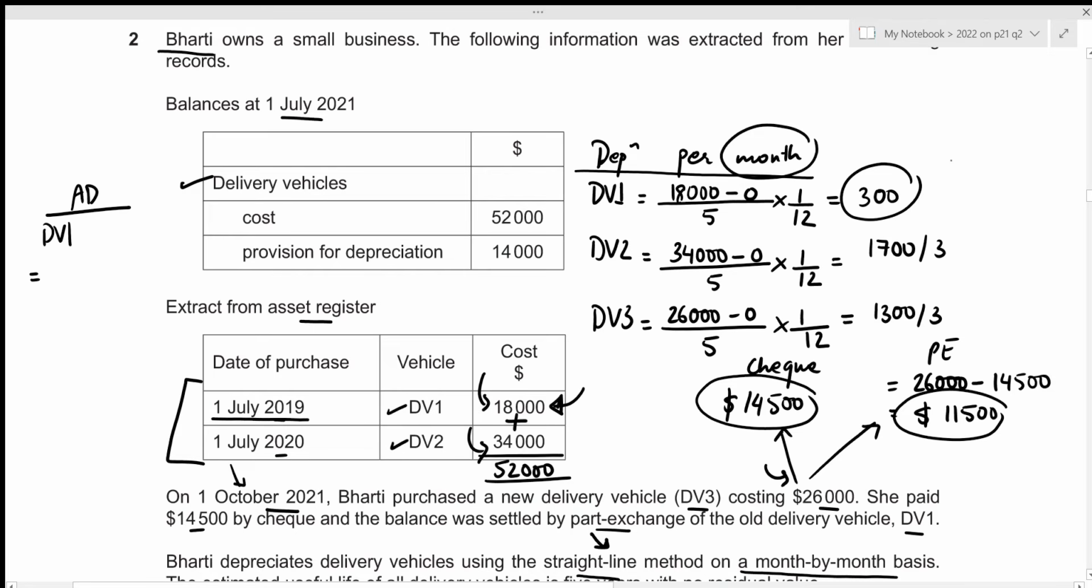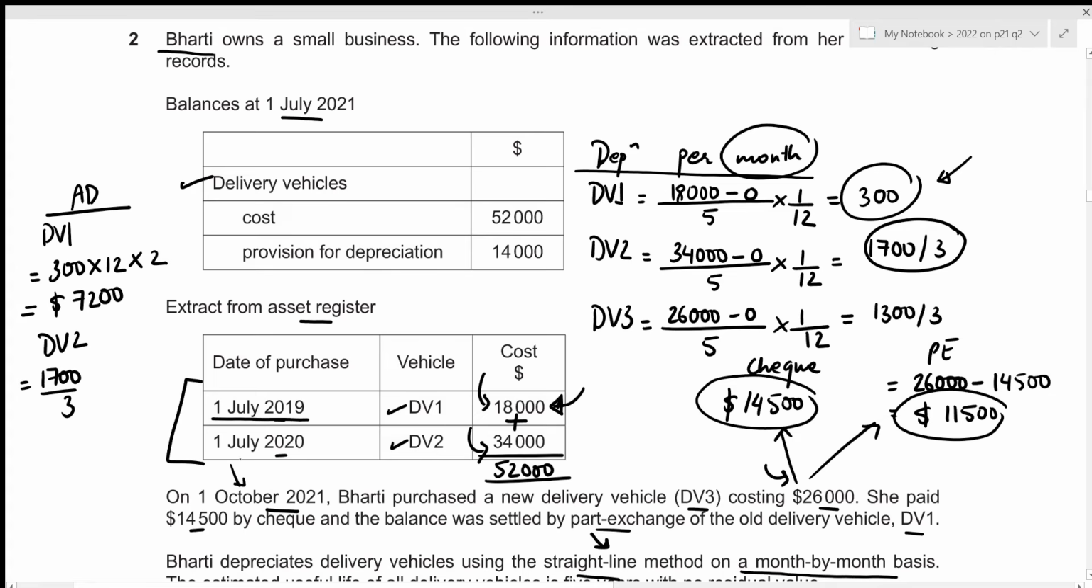So let's figure it out. We have our per month charge of 300. If we multiply it by 12, we get our depreciation charge for 1 year, but we require the depreciation charge for 2 years. So we're just going to multiply it by 2 again, which gives the total accumulated depreciation for delivery vehicle 1 at the date of 1st July 2021 to have the value of 7,200. Now we just repeat the same process for delivery vehicle 2. We can see that the per month depreciation charge is 1,700 by 3.